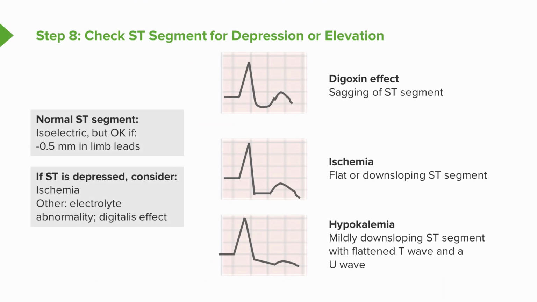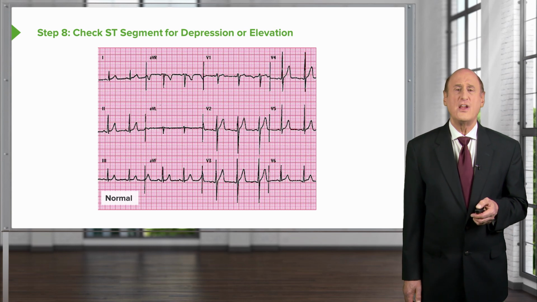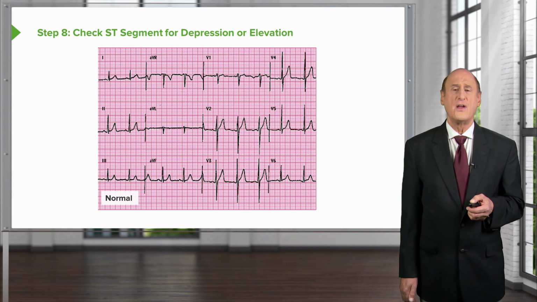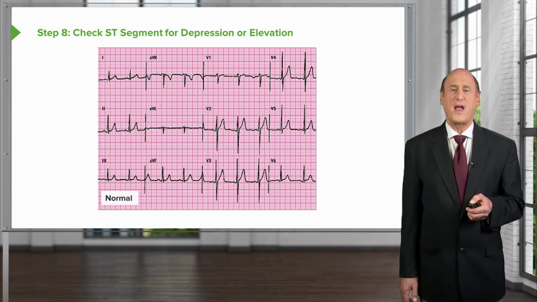And then in hypokalemia, where the potassium is low, you may see a mildly downsloping ST segment. The T wave is often flattened, and as I mentioned before, you may see a little additional wave after the T wave, the U wave. Again, here's the normal EKG. Look at the ST segments here. They're all fine. They're not depressed, they're not elevated, they're in exactly the right sequence.